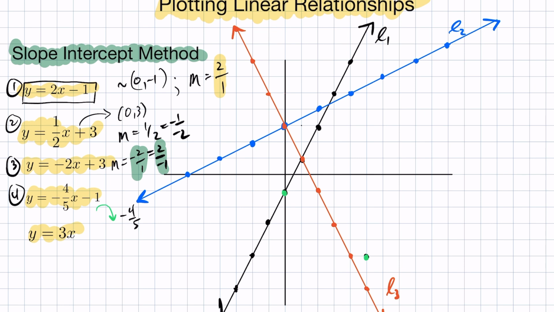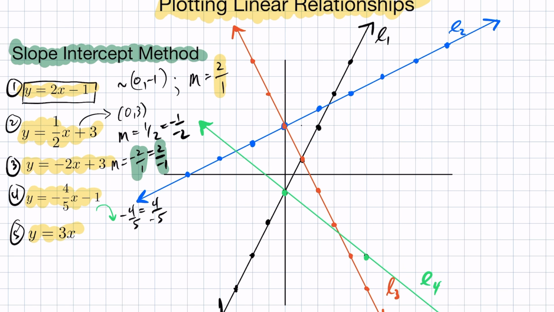So now if I want to go in the other direction, we just flip this. I'm going to write this as 4 over -5. And now I'm going to go up 4 units, so 1, 2, 3, 4, and then to the left 5 units, 1, 2, 3, 4, 5, plot a point. And you can see we've kind of filled up our Cartesian plane here, and I've got my linear relationship here for line 4. All right, let's take a look at the last one here.